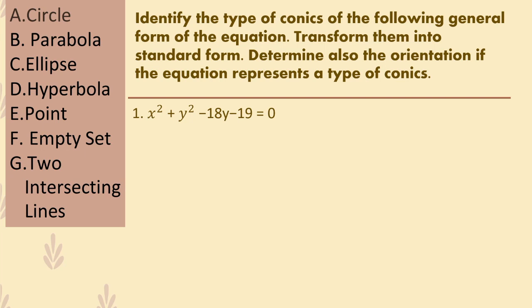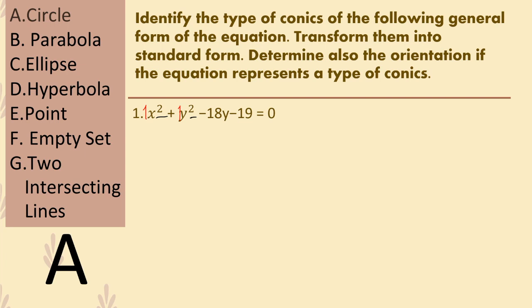For number 1, x squared plus y squared minus 18y minus 19 is equal to 0. Based on the given general form, mapansin natin na yung x and y ay both squared. Pareho naka-squared, and pareho sila ng coefficient which is 1. So therefore, ito ay isang circle. And i-transform naman natin siya into standard form. Check natin kung susundin niya ba yung standard form ng circle.